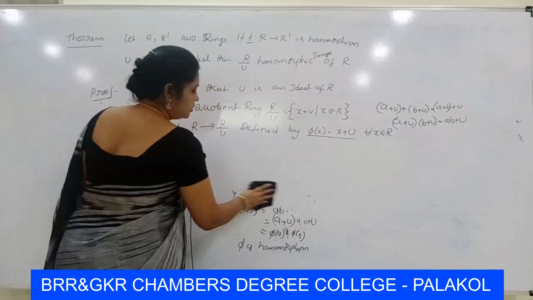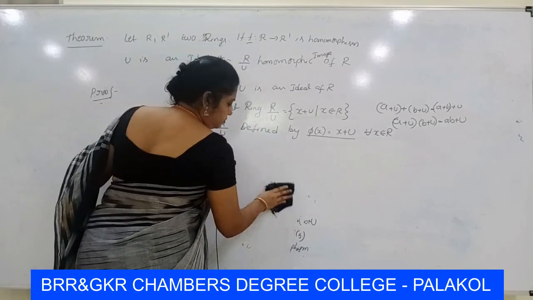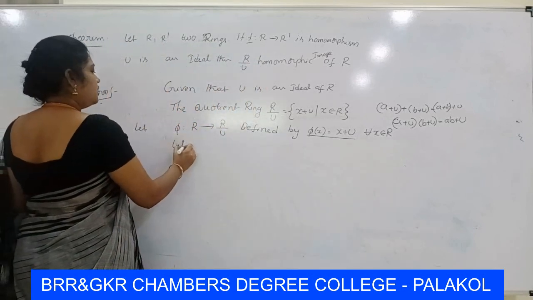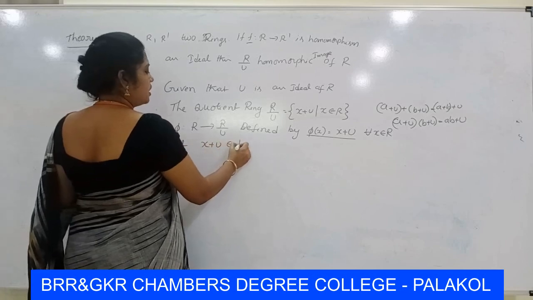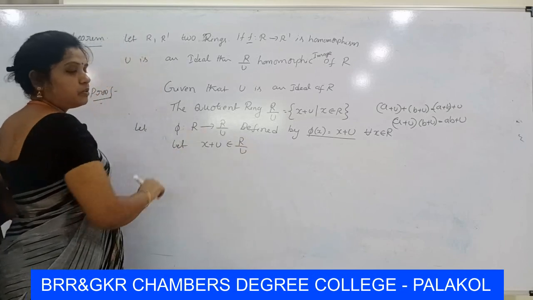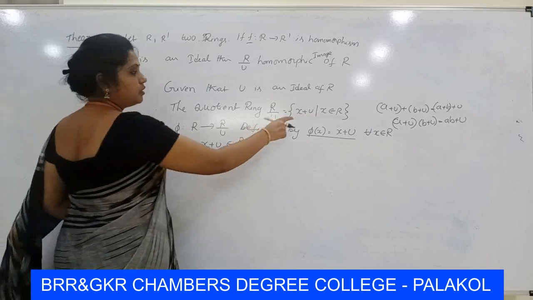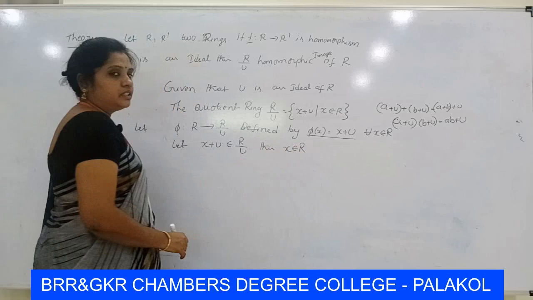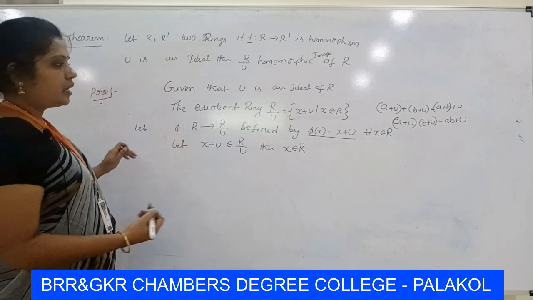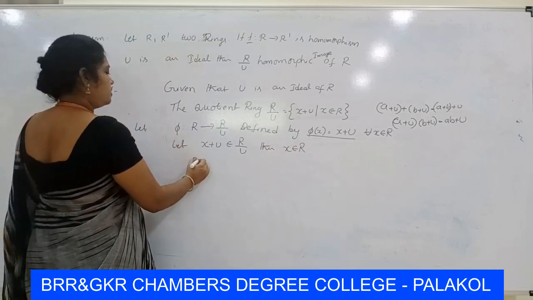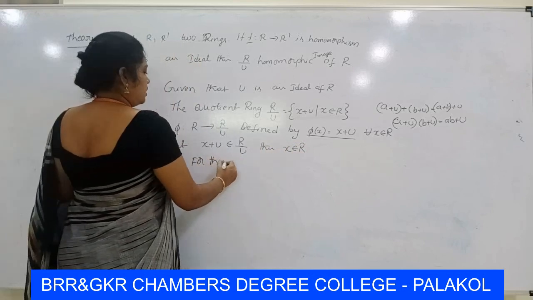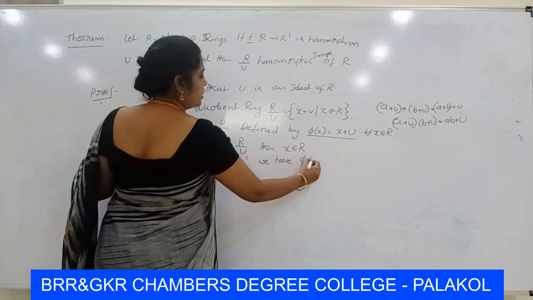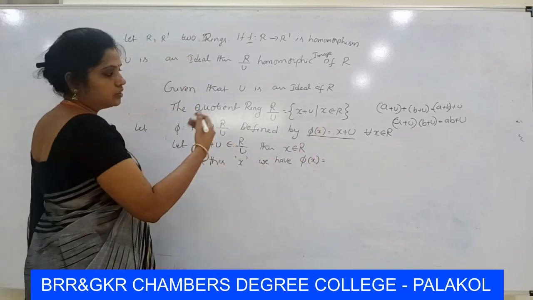In R. So let us take any element in R by U, x plus U belongs to R by U. Then x belongs to R. x is an element of R. For this x, we have phi image, phi of x is equal to x plus U.